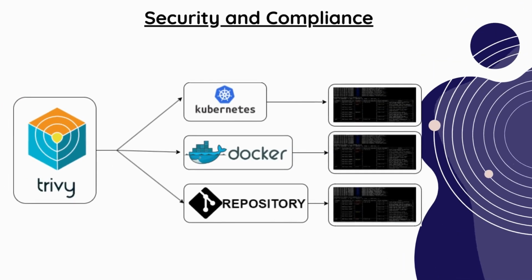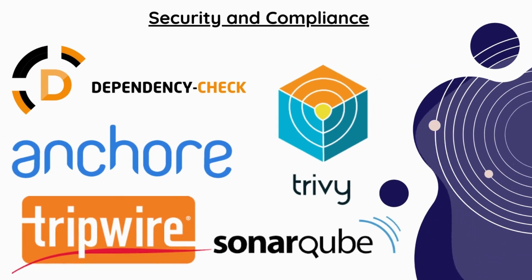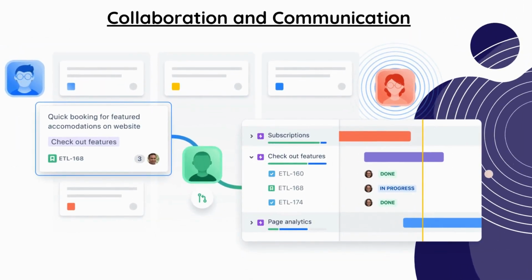Different tools available for security purposes are WhiteSource, Tripwire, OWASP Dependency-Check, SonarQube, and then we have Trivy. These tools can be used for making sure that security and compliance is maintained inside your project. Next up we have collaboration and communication.